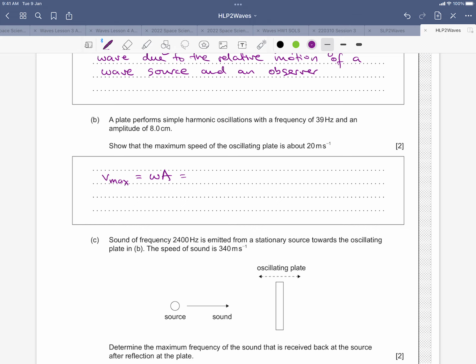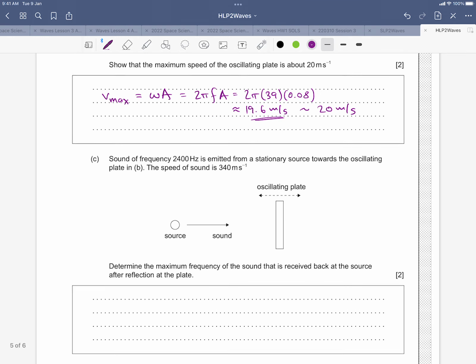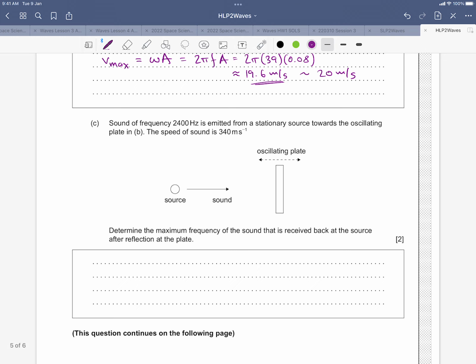And we are given the frequency, omega is 2 pi frequency. So we just plug that in. Remember that the amplitude is in centimeters, convert to meters, and we get the right answer, around 20 meters per second. Okay, then an interesting question, that oscillating plate.